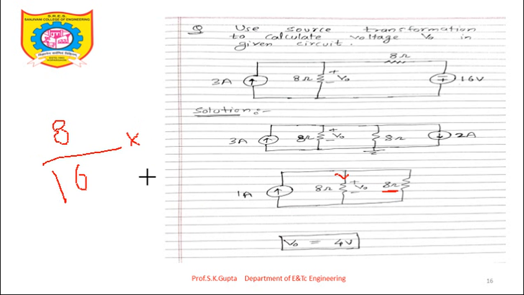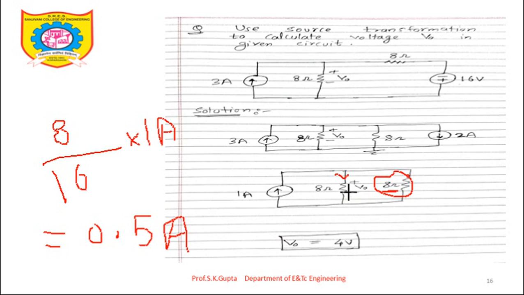Current value is 1 ampere. So this much is the current in this 8 ohm resistor. Opposite resistance 8 ohm divided by total resistance 16 into current value 1 ampere. So it comes out as 0.5 ampere. So current is 0.5 and resistance is 8. So what will be voltage? 0.5 into 8, 4 volt. So this way we have calculated the voltage V0 with the help of source transformation technique.